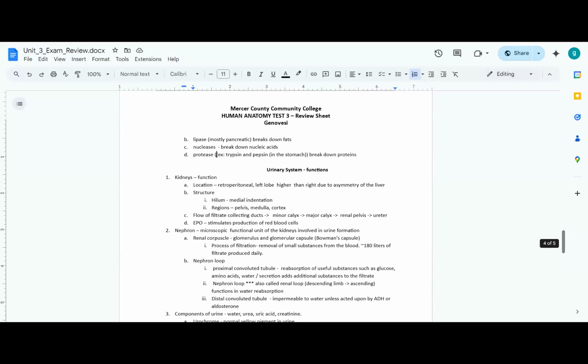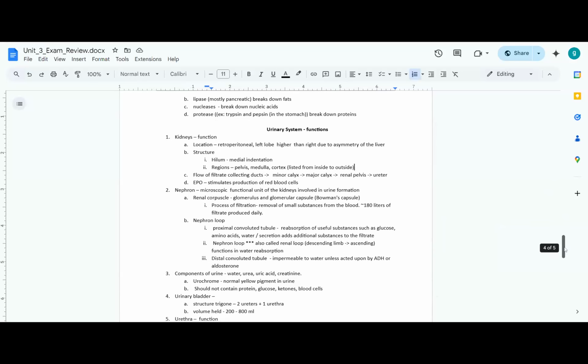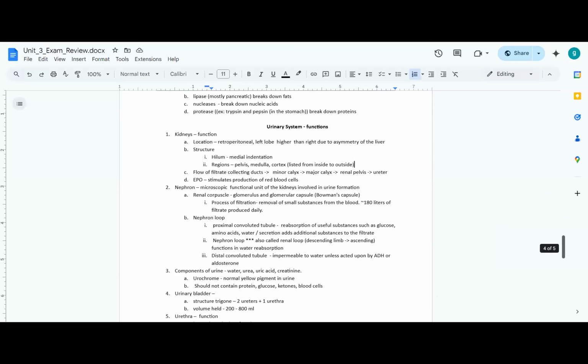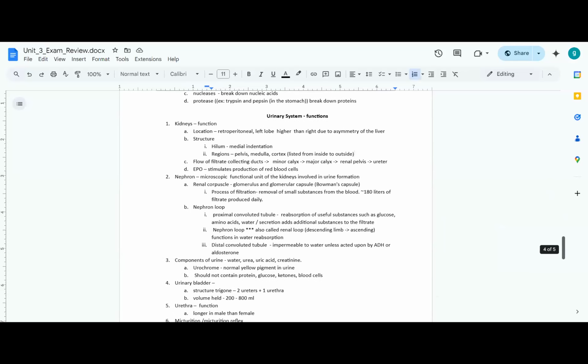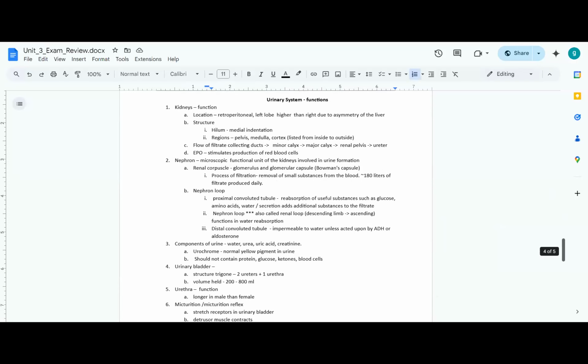All right, structure: the hilum is the indentation in the middle, the regions, right, pelvis, medulla, cortex. This is listing them from inside to outside. Outside to inside would be cortex, medulla, pelvis, right? The flow of the filtrate, once it goes into the collecting duct, it goes to the minor calyx, major calyx, renal pelvis, ureter. We mentioned EPO stimulates red blood cell production.